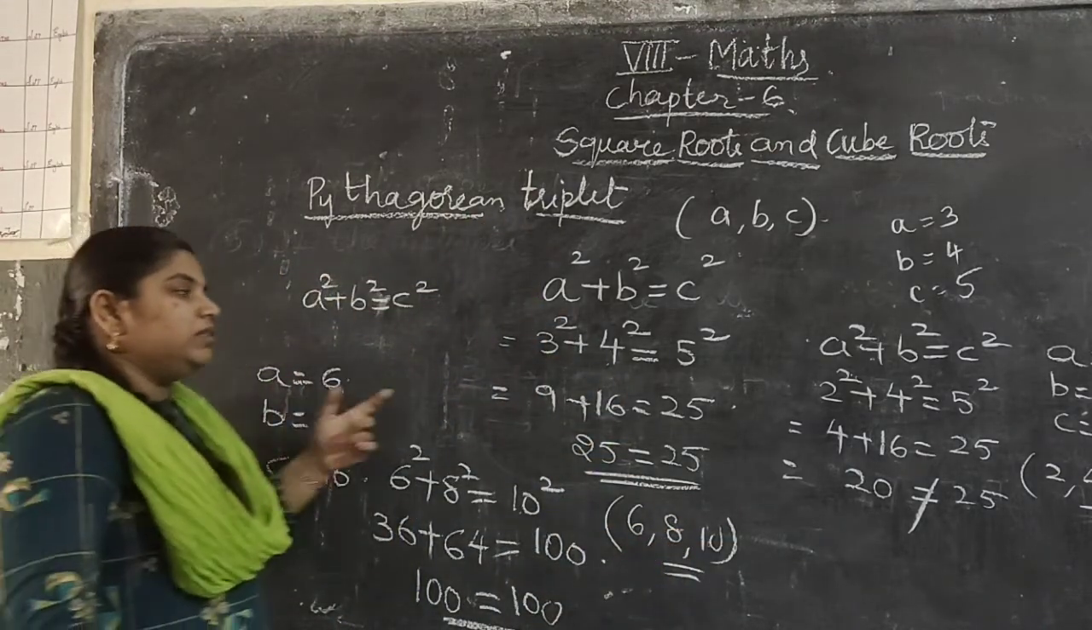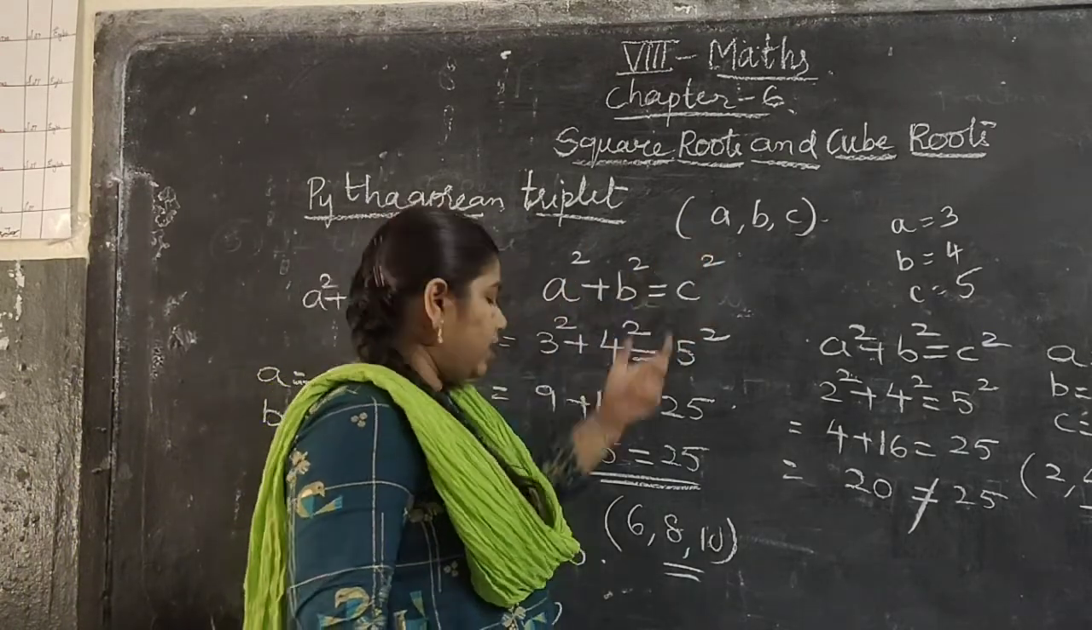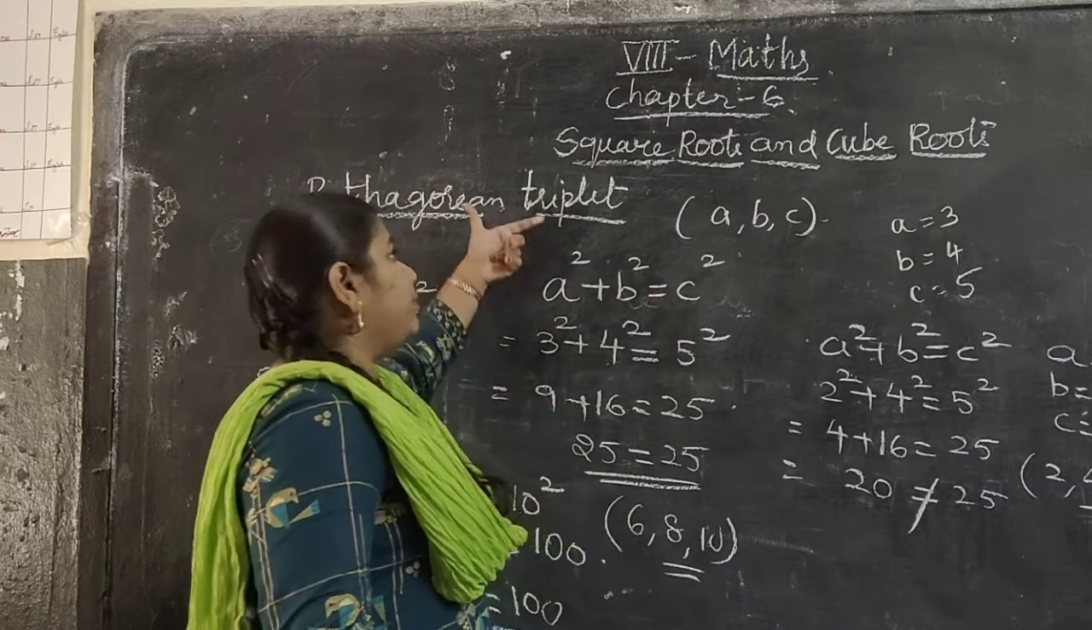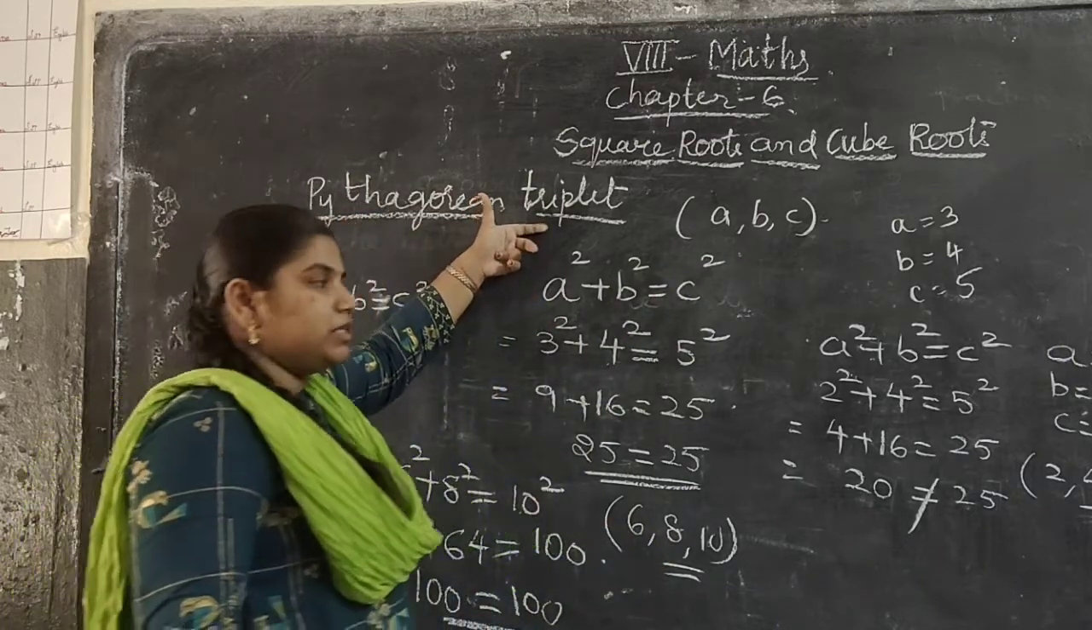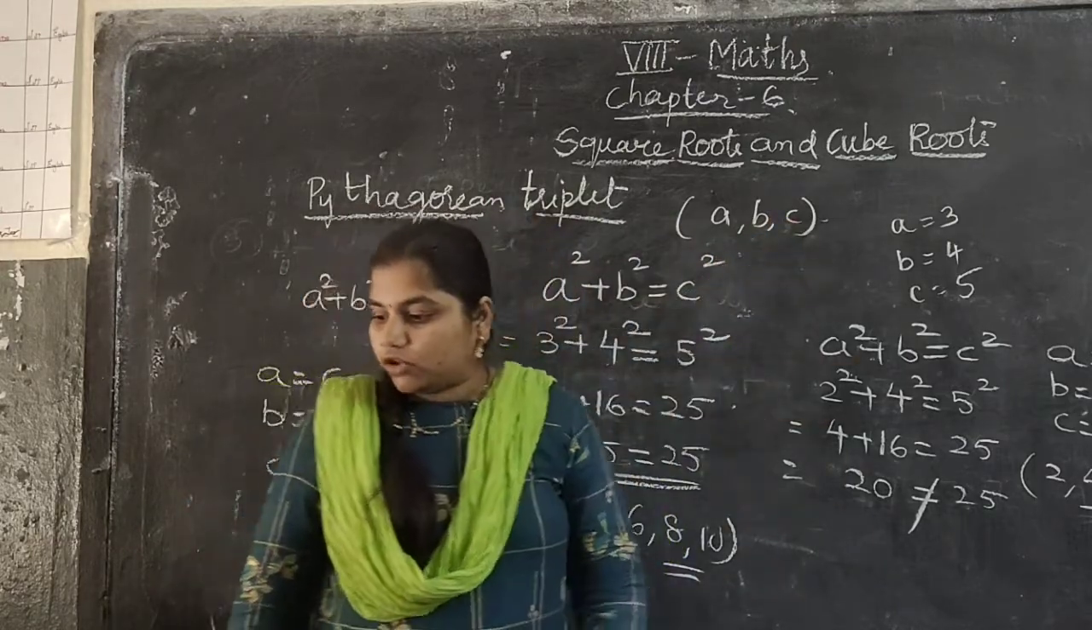Whenever LHS and RHS are equal with the given numbers, only then will the Pythagorean triplet be satisfied. Here a, b, c are integers. The remaining topics we will continue.